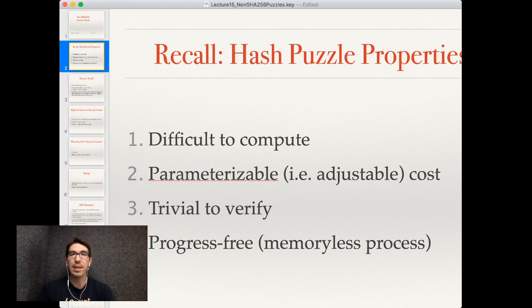So first, we need to have some calculation that is difficult to compute. If anyone is able to very easily create a block with the correct proof of work, then we don't really have a good proof of work system. It should be parameterizable. That is, we should be able to adjust the cost that it takes in terms of computation in order to come up with an answer.